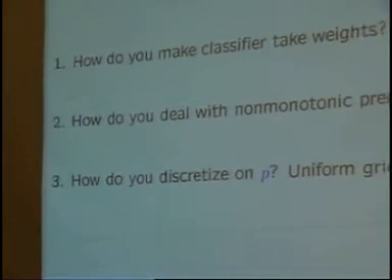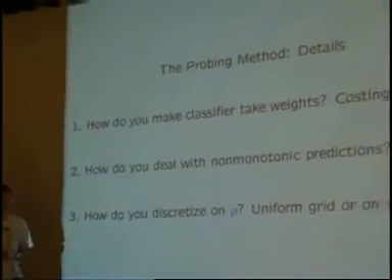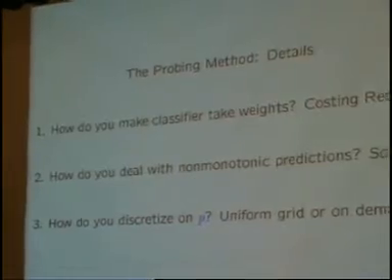And then there's this issue of how you discretize on P. You can do it with a uniform grid, but if you're in the transductive setting, where you have a bunch of unlabeled data that you want to predict the probability of the label of, then you can actually do it on demand. So you start out by choosing P equals 0.5, and you see how much of your data ended up on this side versus that side. And then you can discretize to optimize your squared error loss.